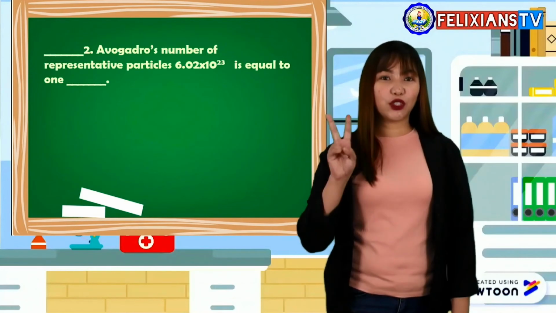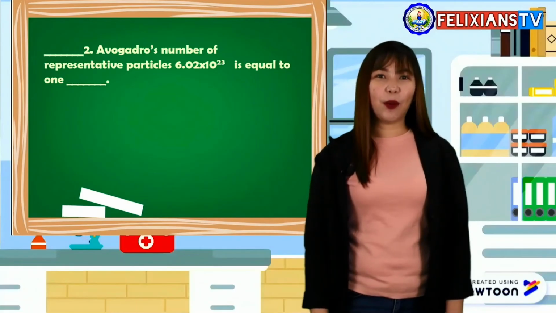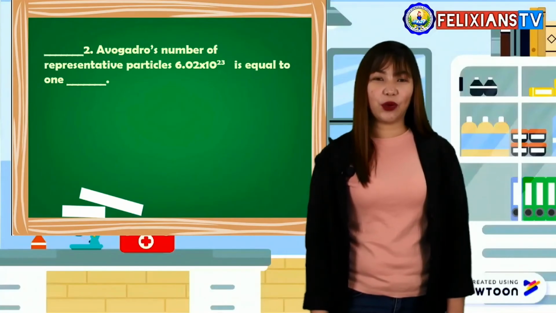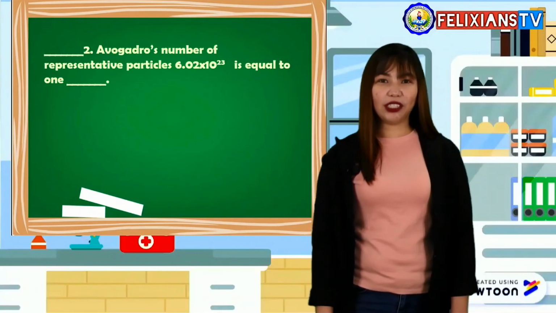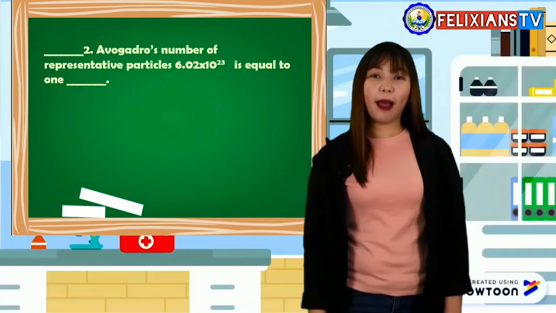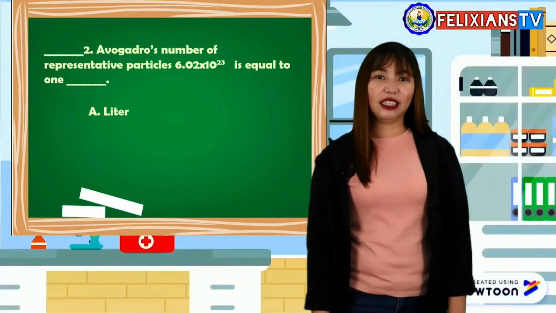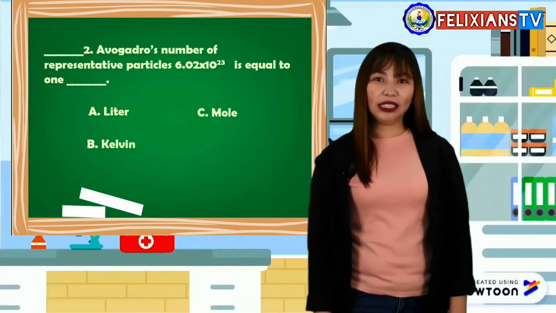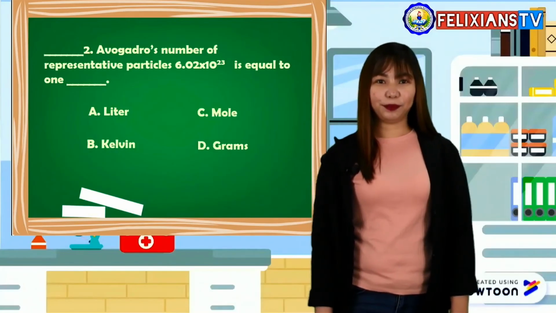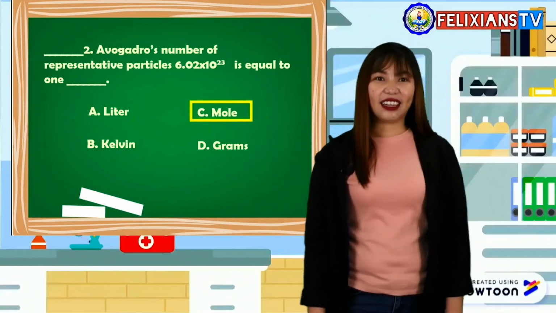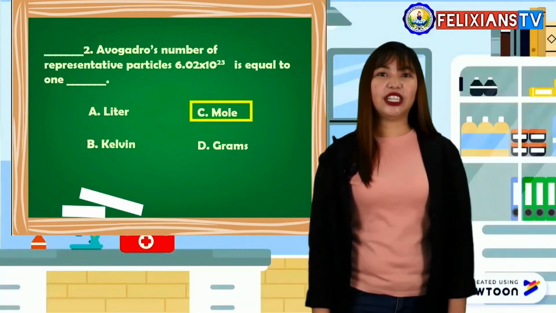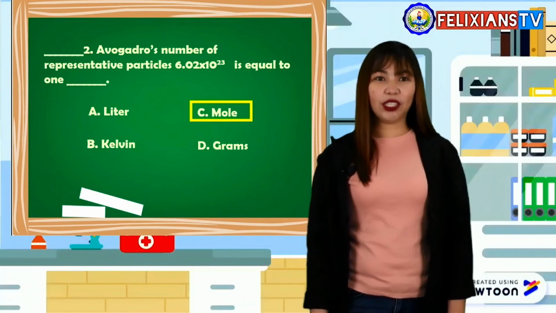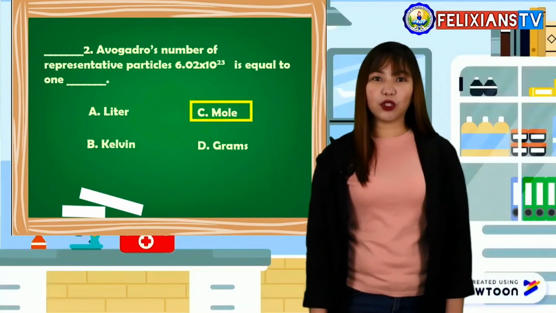Question number 2. Avogadro's number of representative particles, 6.02 times 10 raised to 23, is equal to 1 blank. A. Liter, B. Kelvin, C. mole, D. gram. Correct! The answer is letter C. 6.02 times 10 raised to 23 particles is equal to 1 mole.